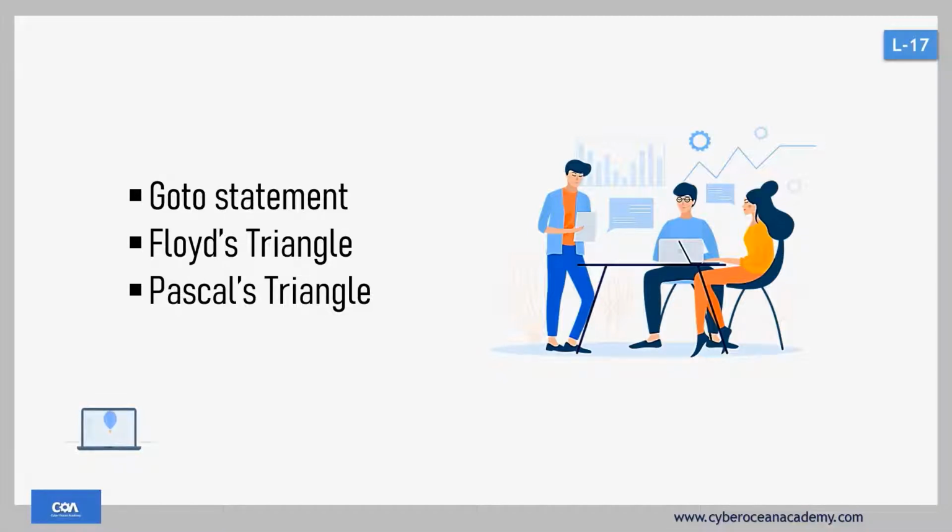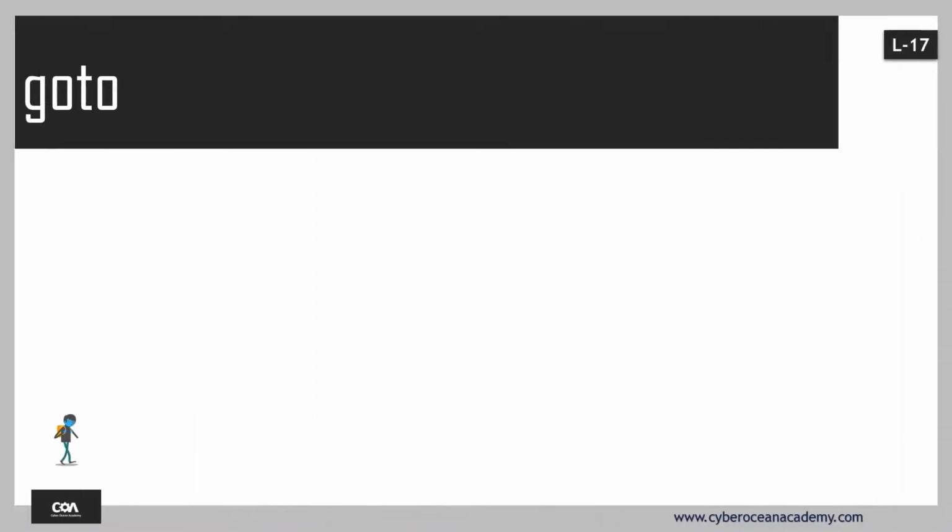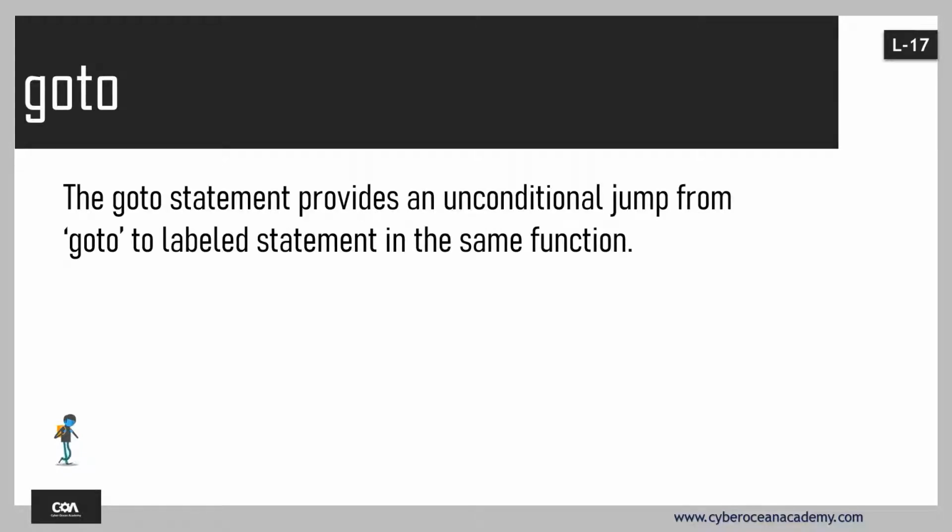Okay, so let's first understand what a goto statement is, guys. You are already familiar with the while loop, if statement, else statement, and also the break statement, and how you can use a break statement inside a while loop or for loop to jump out of the loop. In the same way we use a goto statement, which provides an unconditional jump to a labeled statement in the same function.